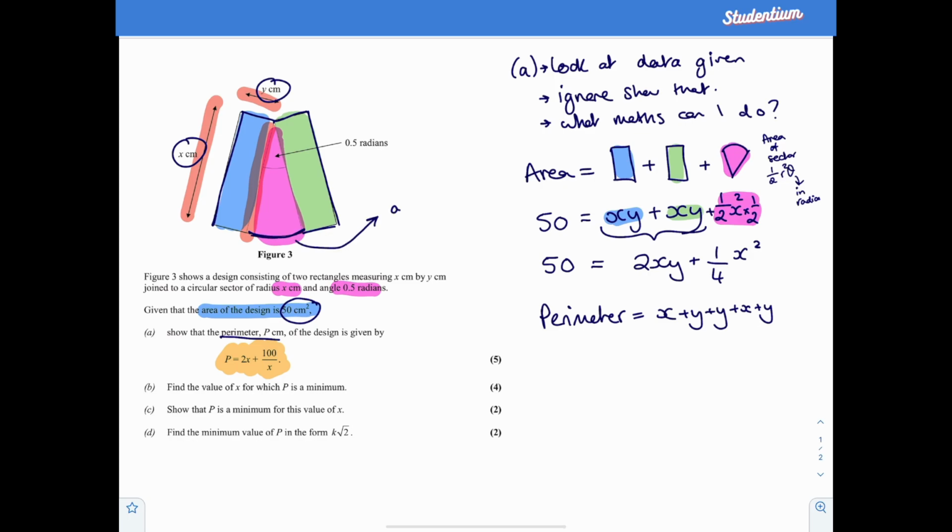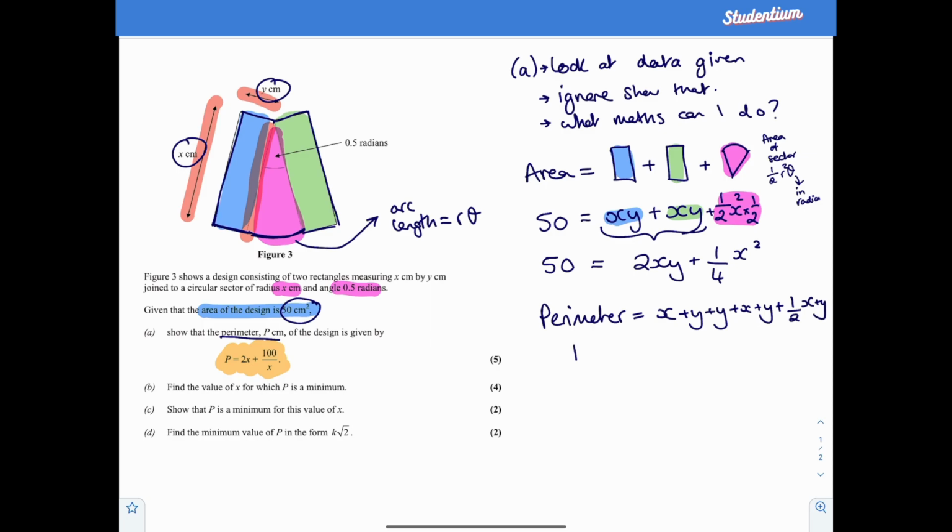So that there is an arc length. And again, we've got a little formula for arc length that we have learned about, and that is r theta, where theta again must be in radians. So in this particular case here, the radius of this sector is x, and theta we know equals a half. So we could say that r theta, the arc length, is equal to a half times x, or 0.5 times x. And then finally, we've got one last little bit left, and that there is our y. Okay, so plus y again.